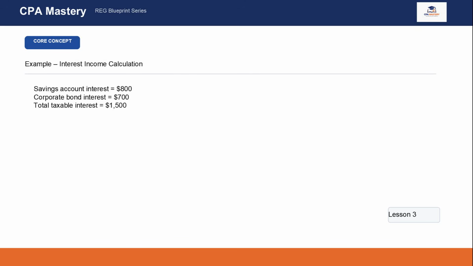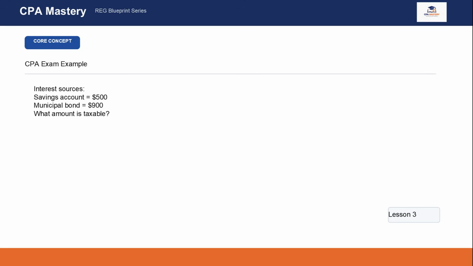Questions like this are common on the reg exam and typically test whether you can correctly identify which sources of interest are taxable. Here is a practice scenario similar to a CPA exam question. A taxpayer earns $500 of interest from a savings account and $900 of interest from a municipal bond issued by a state government.